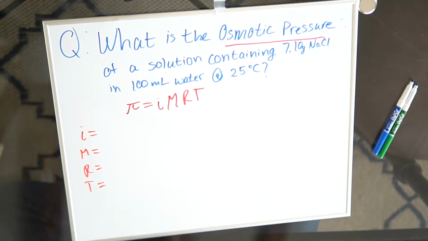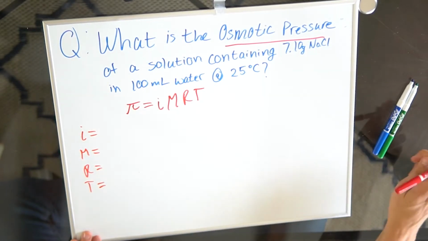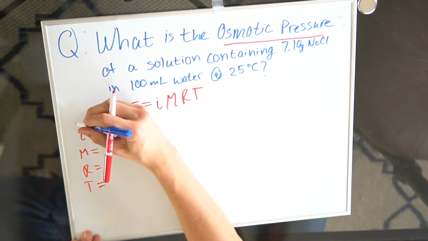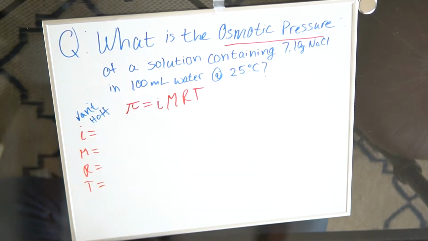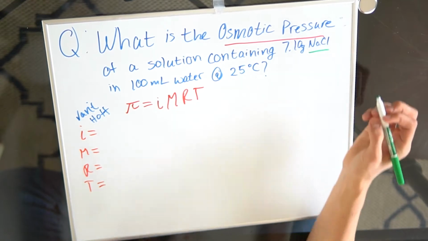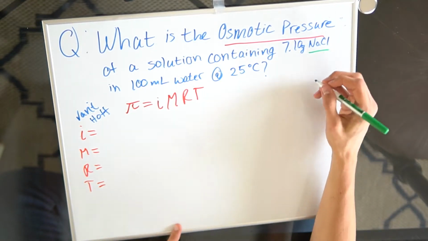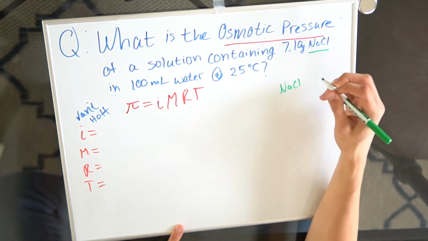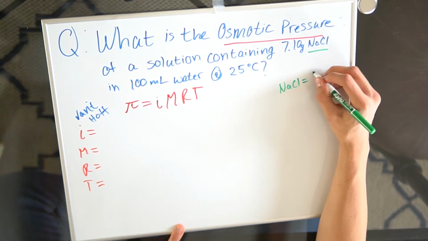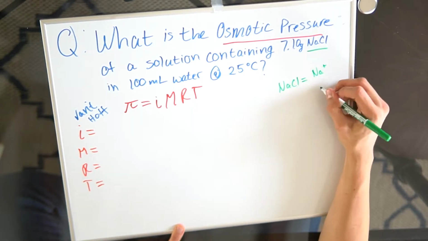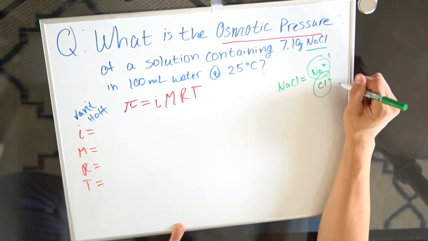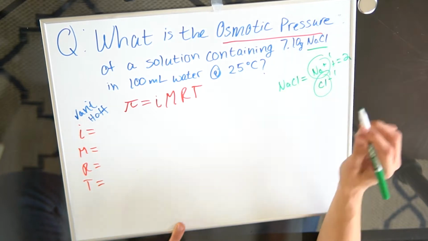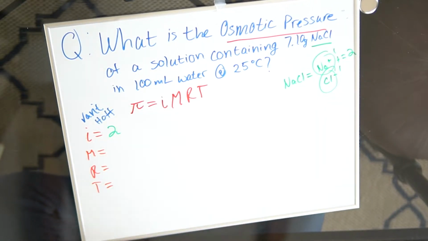Okay, so i is our Van 't Hoff factor. It basically says how many ions we have when NaCl goes into the solution. So when you put NaCl into the water, it's going to break up into a positive sodium ion and a negative chloride ion. So that's going to give us a Van 't Hoff factor of 2. So Van 't Hoff, we have 2.